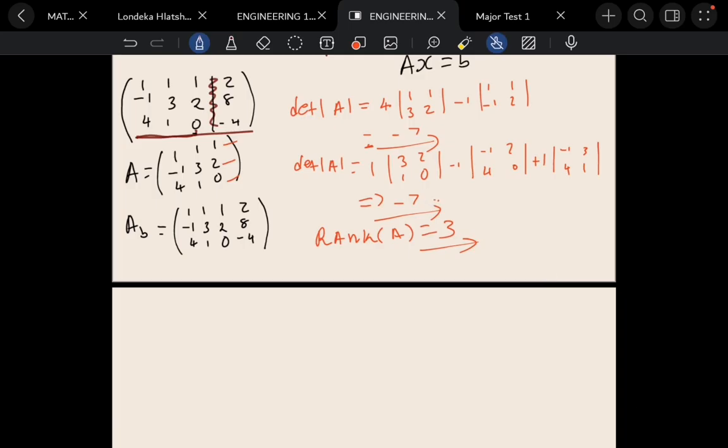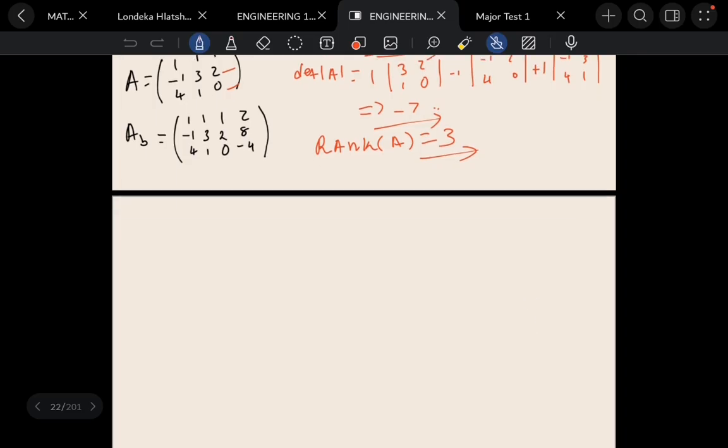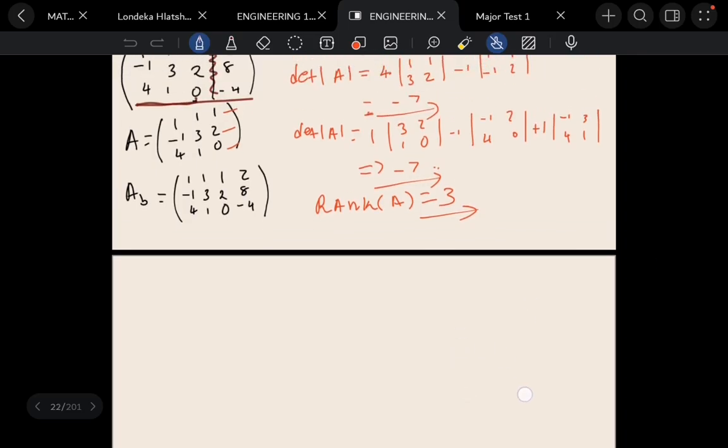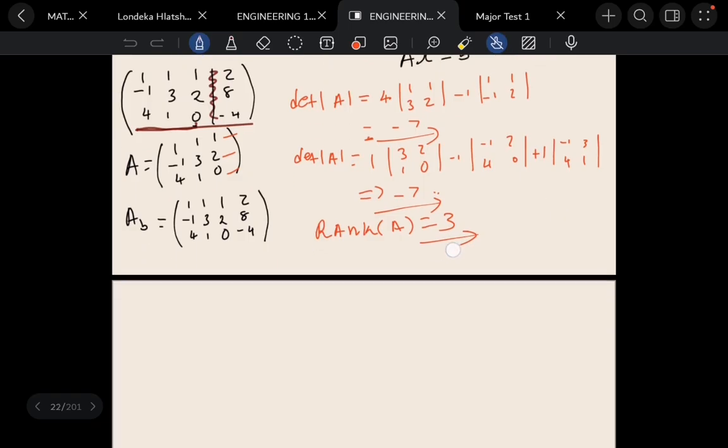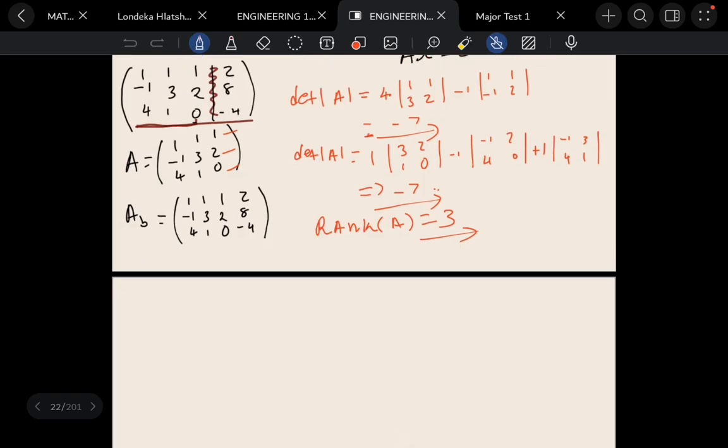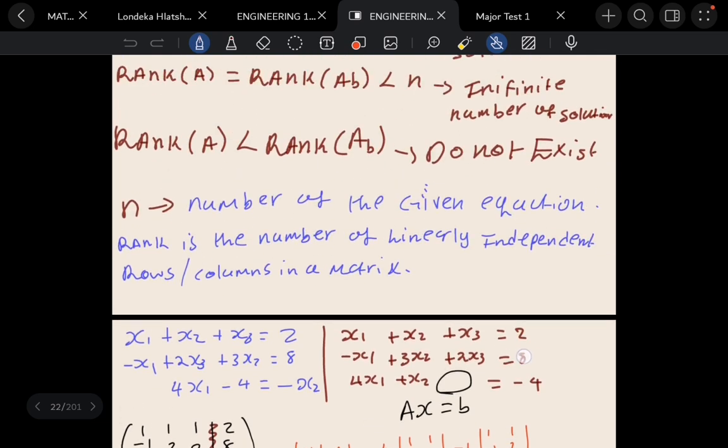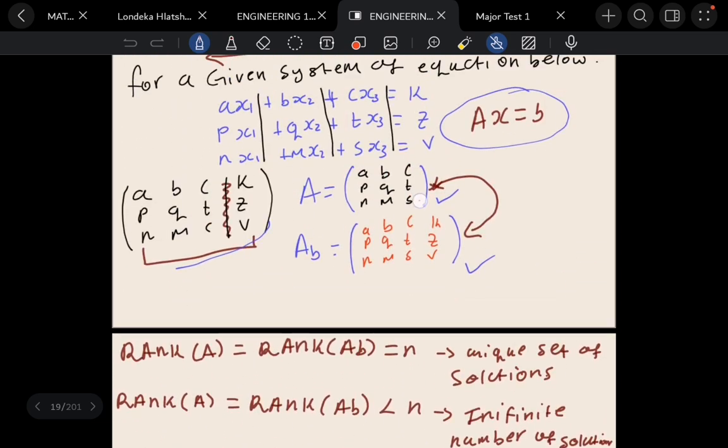If our determinant in A was equal to 0, it means there is a row or rows which are linearly dependent on one another, right? So we get that. Then the next thing that you need to do, we need to find a matrix in AB that will give us a number. The trick is, remember I told you that matrix A is found in matrix AB.